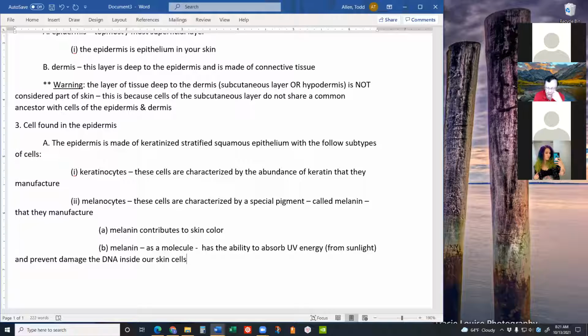I had a second cousin in my family that was in her early 20s when she had a case of skin cancer, right? So it's not always correlated to age either. So at any rate, melanin does generally protect our cells' DNA.